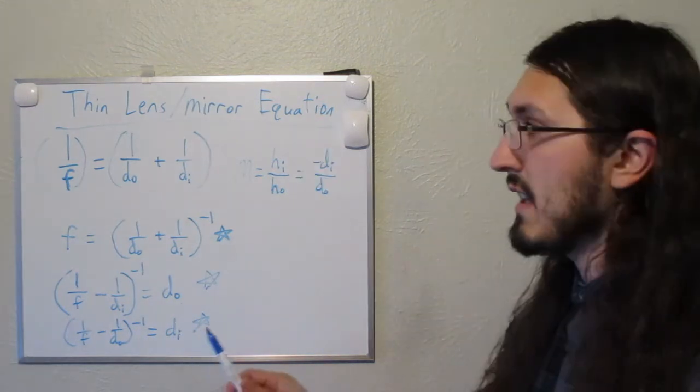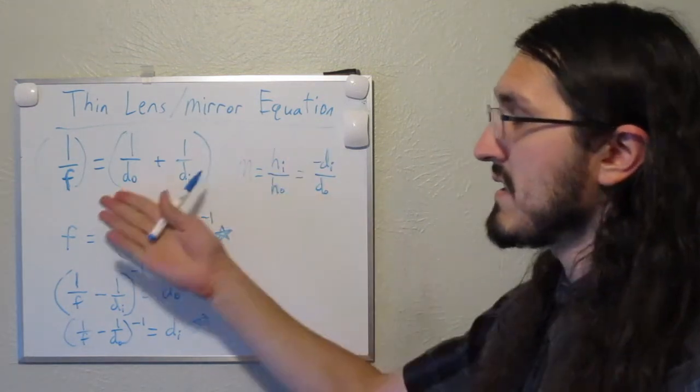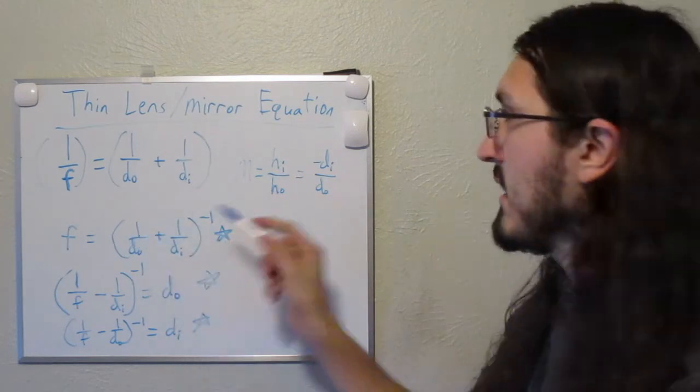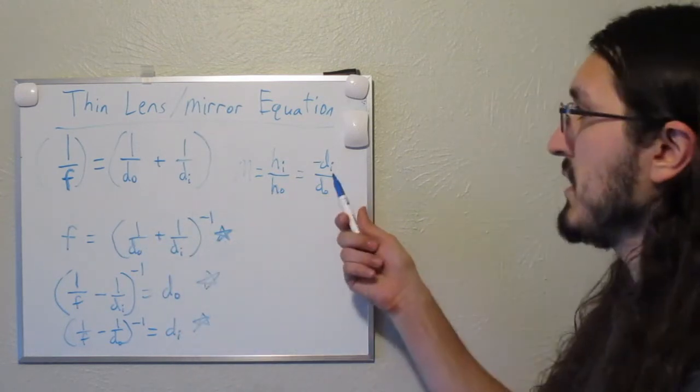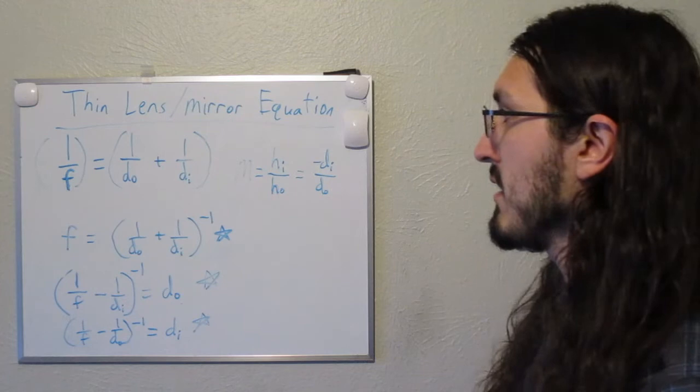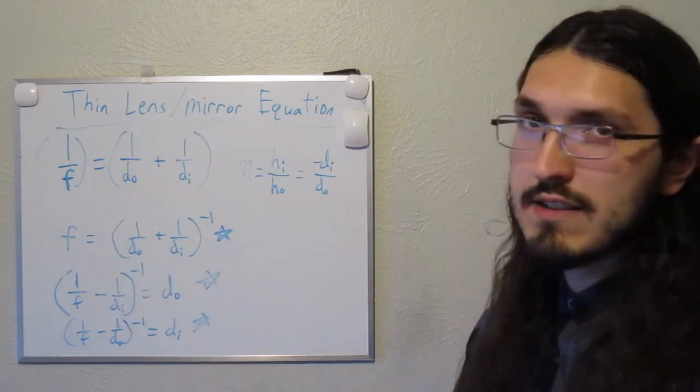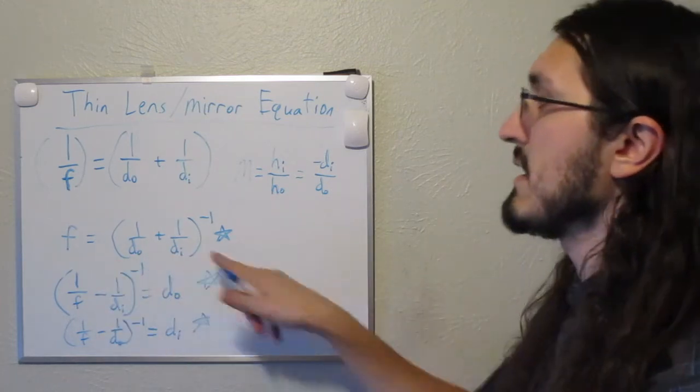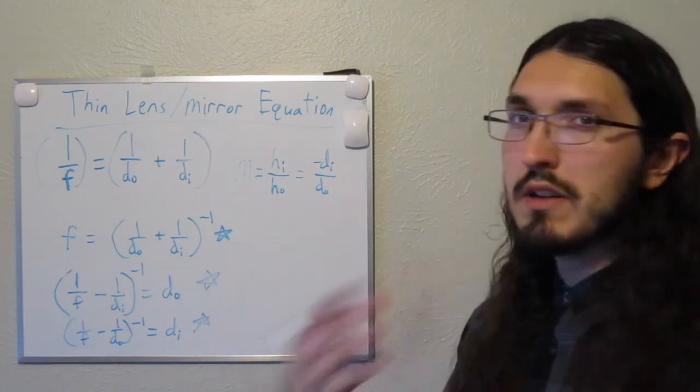I just want to stress that in this thin lens equation, height is not a factor, but you can use height to solve for magnification. You can also use the distances to solve for magnification. But to solve for the focal length, you cannot use height; you have to use the distances only in that equation. That's going to be all for this video.